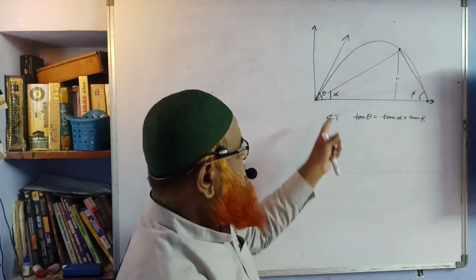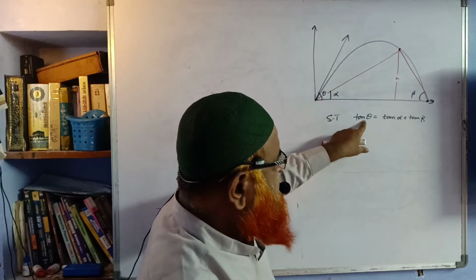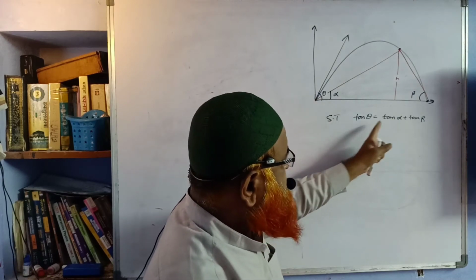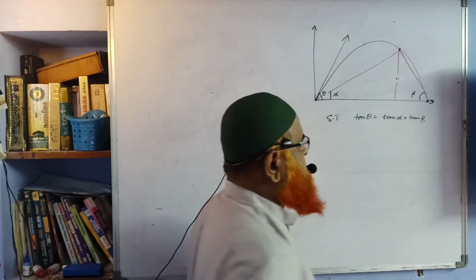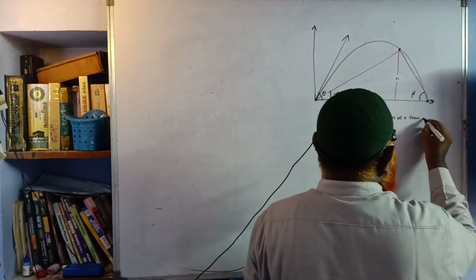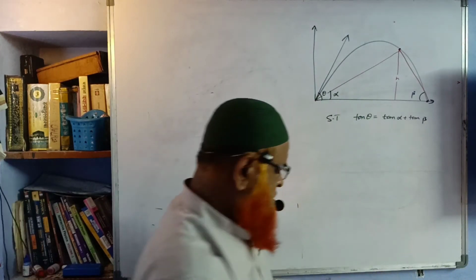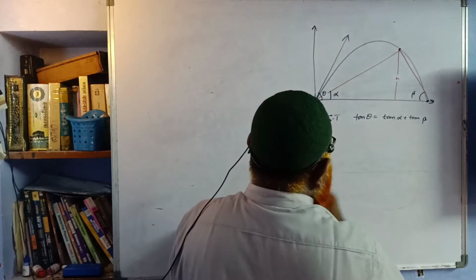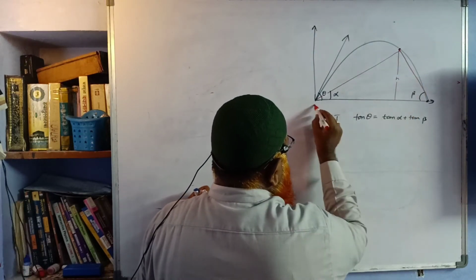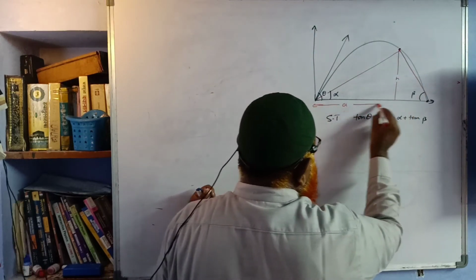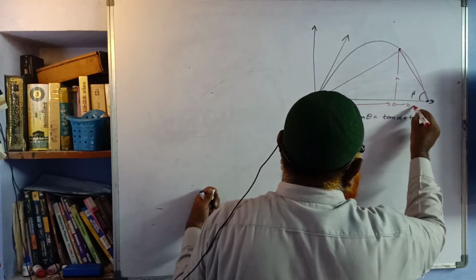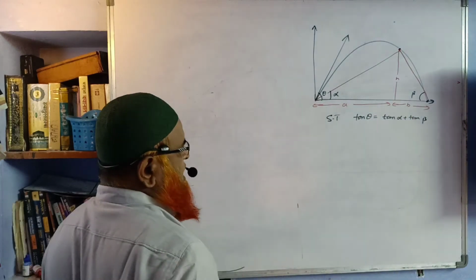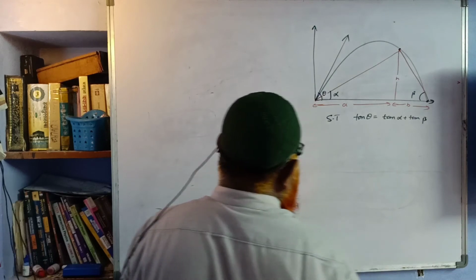So you need to show that the angle of projection is theta and tan theta is equal to tan alpha plus tan beta. So this we need to prove here. So for that, what are you going to do now? It's a very simple thing. You can just consider this to be the height h, and this part you can consider as a, and this part you can consider as b now. So let us see what we are going to do here.